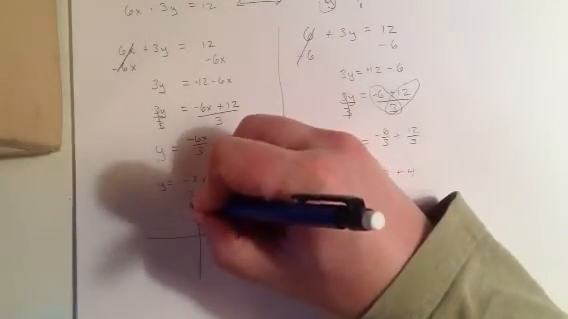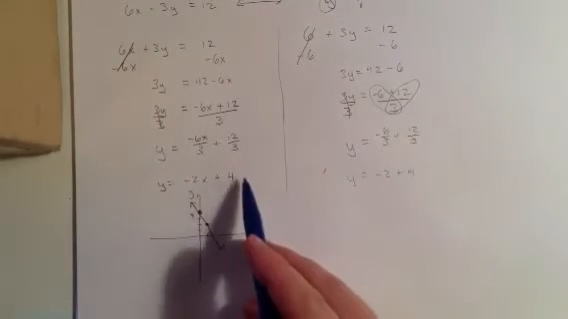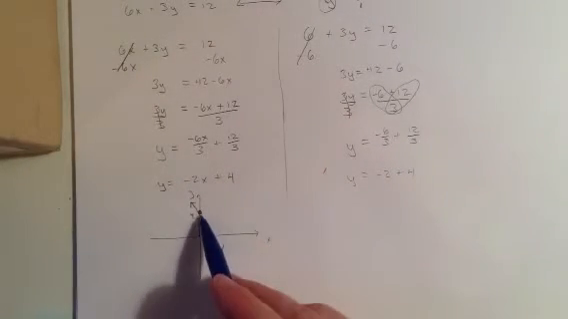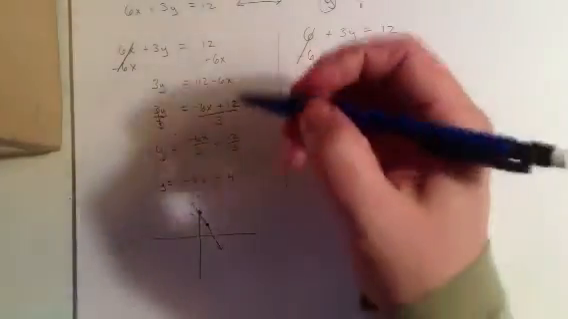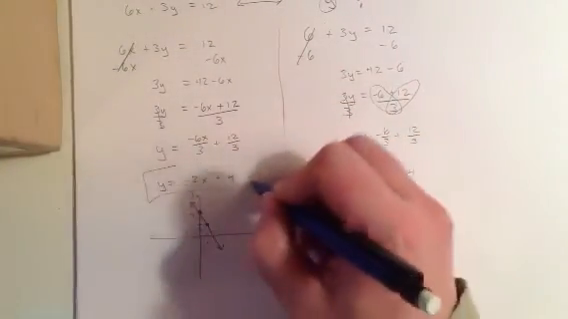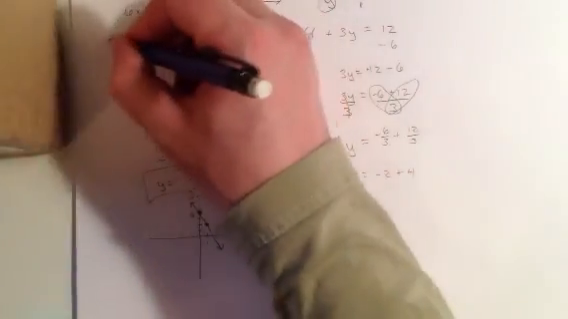And notice how quickly I had my line. And that's why this is such an easy way to graph. Begin at 4, identify your slope, down 2, right 1, and we've got it. So there is my slope-intercept form. This was standard form.